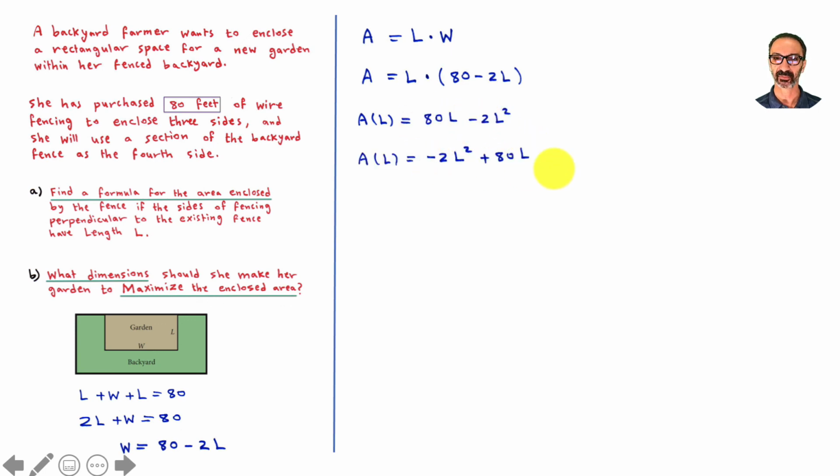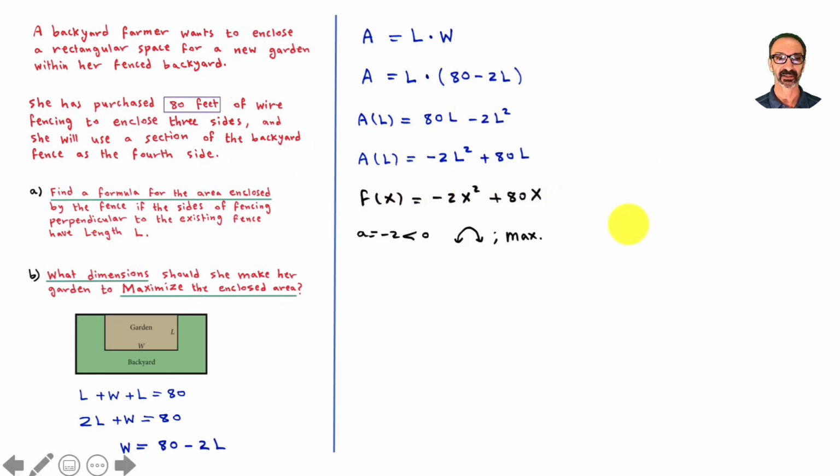Rearranging it in standard form, speaking in x and y, this is like f of x equals minus 2x to the second plus 80x. Now, that's math. This is real life. In real life, you don't see x and y. You see length, W, and A for area and so on. So now I have a second degree standard form function that has a leading coefficient of minus 2, which means the graph opens down, which means we have a maximum at the vertex, and you know the rest.